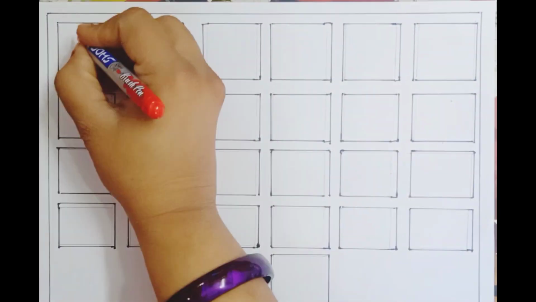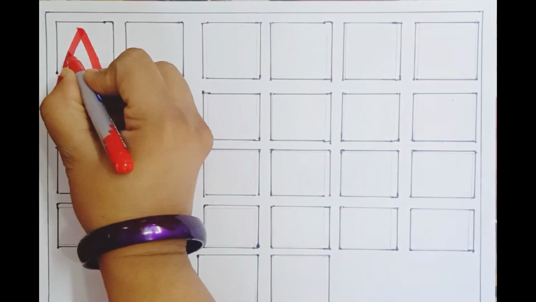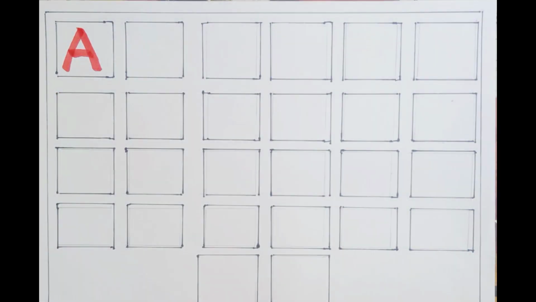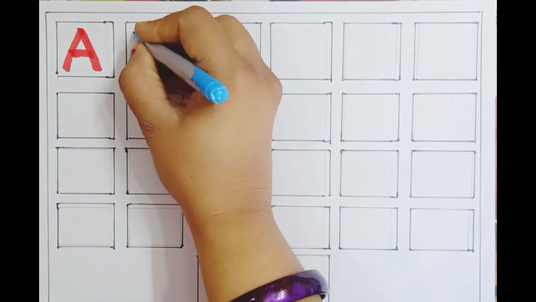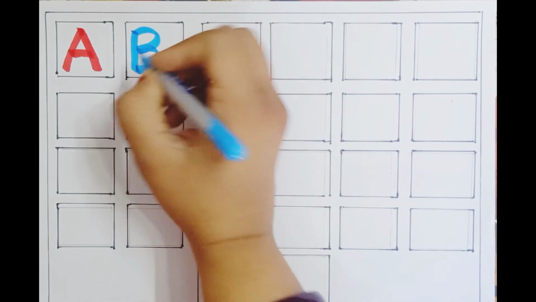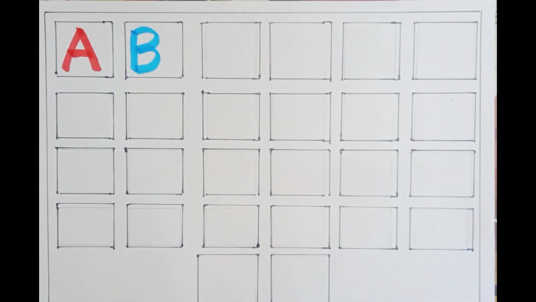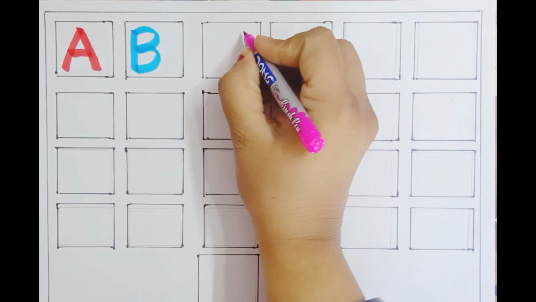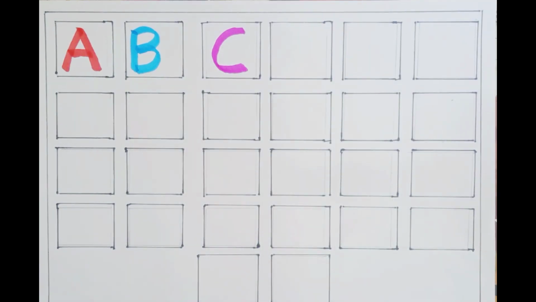Red color. A for airplane. Sky blue color. B for ball. Pink color. C for cow.